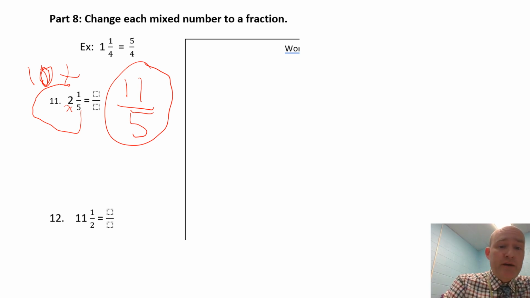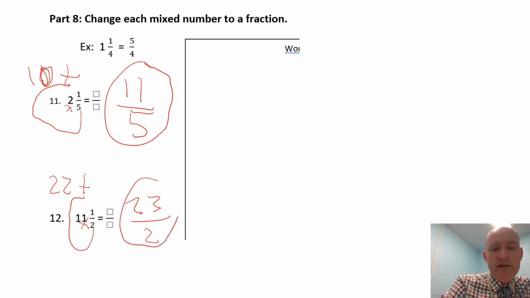All right. Now it says 11 1/2. What is that in an improper fraction? Well, I'm going to take 11 times 2, which is 22. Then I add it to the top, which is 1. Okay, which I then get 23 over 2. And that is my improper fraction.